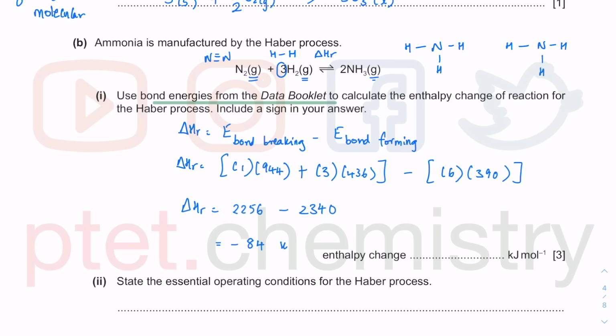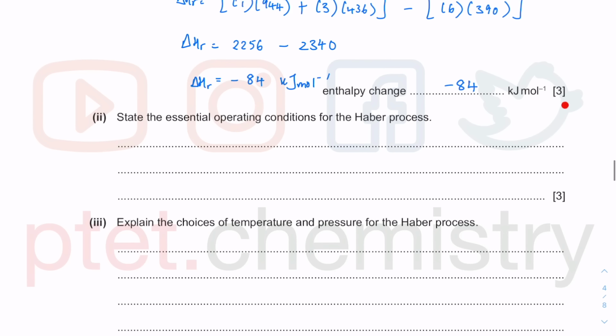But then, sometimes your enthalpy change is positive and you have to learn to interpret a positive enthalpy change with a sign, a value, and a unit for obvious reasons to get the full marks. The next thing, state the essential operating conditions.